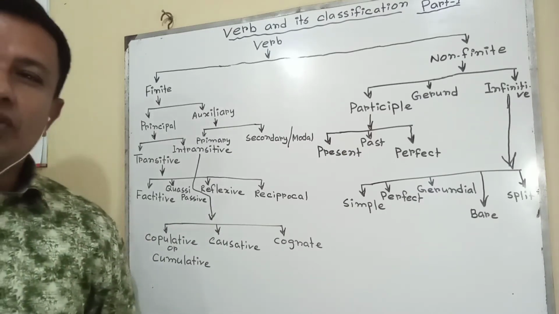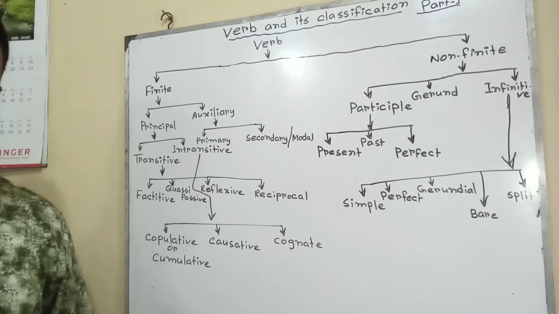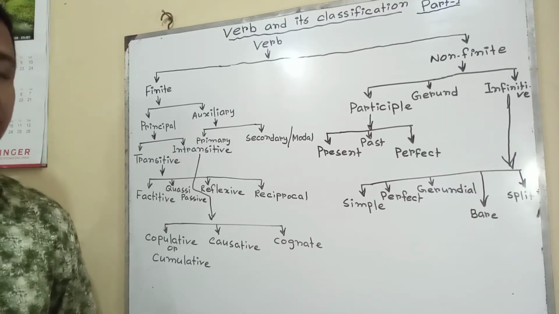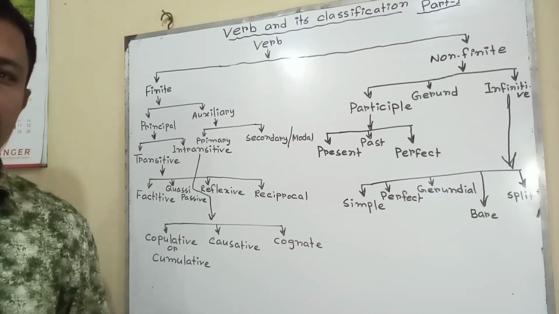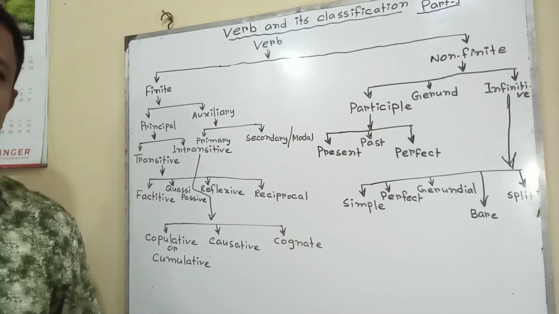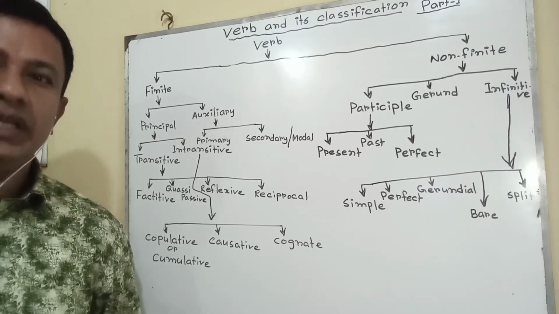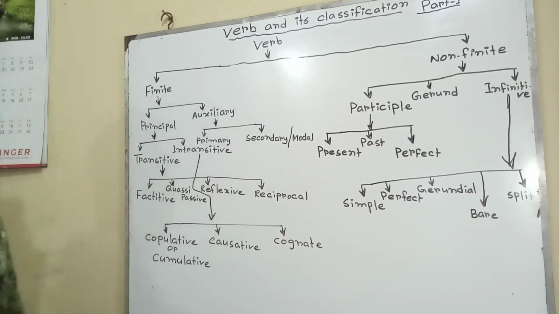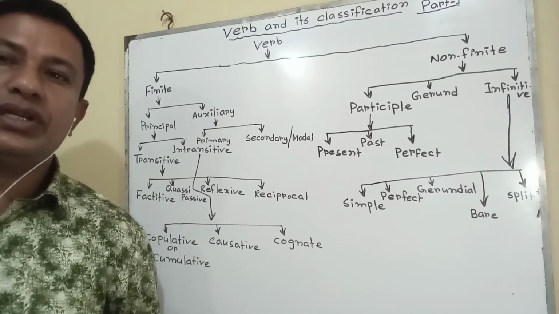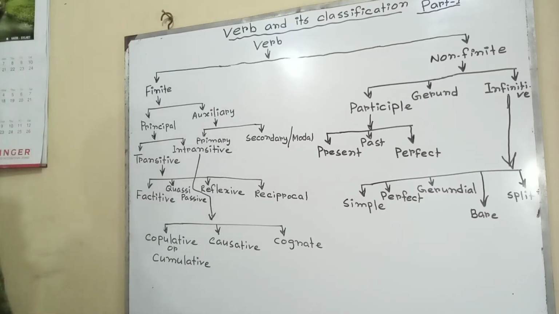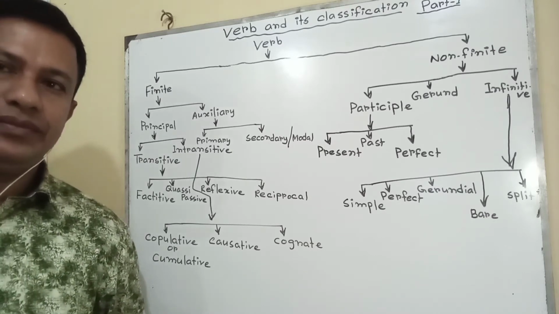Finite is always controlled by tense. For example, if the subject is third person, s or es is added with the verb, such as: I go there, they go there, but he goes there. In this way they help us. We write English, write finite verb here. Finite verb has two types: principal and auxiliary.